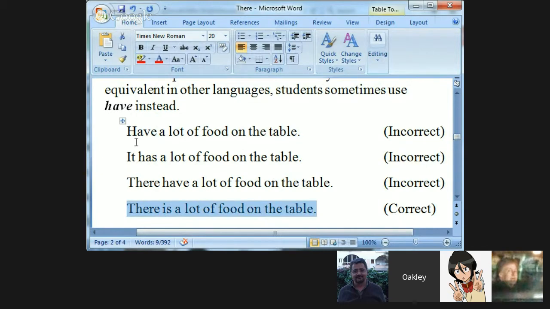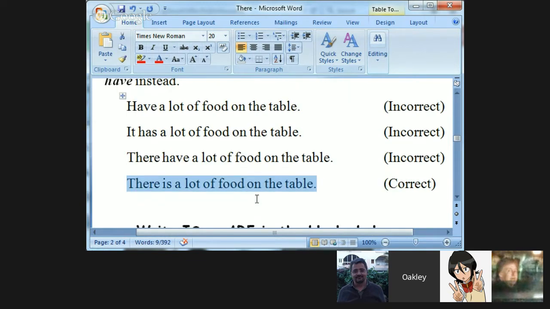So these are some common errors. Again, what are we saying? We're just saying food exists on the table. That's it. Again, we can say a lot of food is on the table. It really doesn't matter that much. Why do we use "there" if we can just say a lot of food is on the table? Because we're trying to show location.